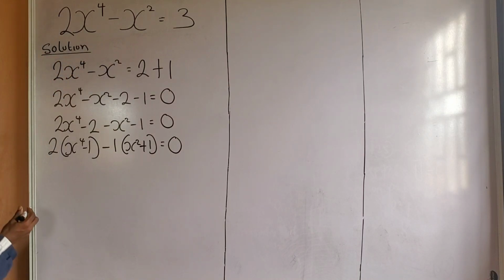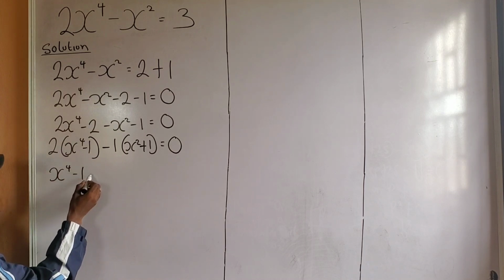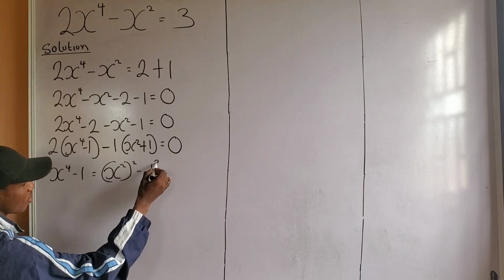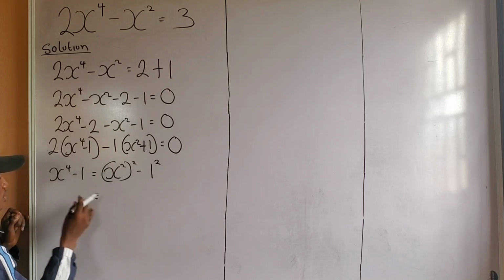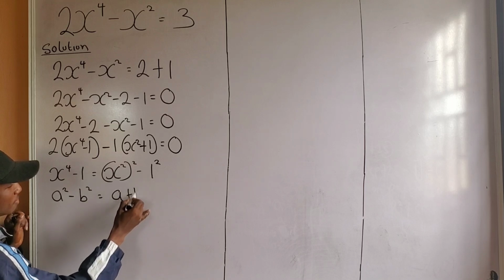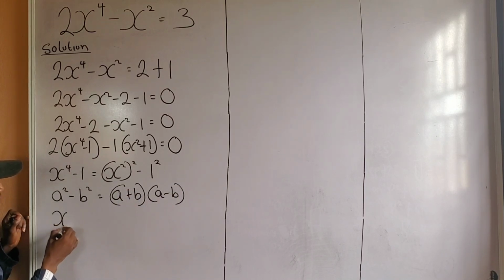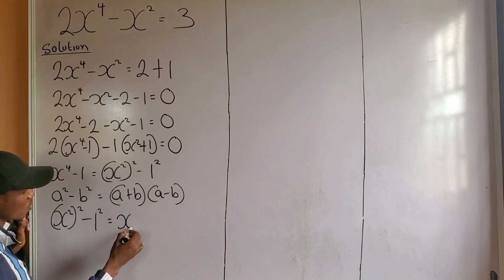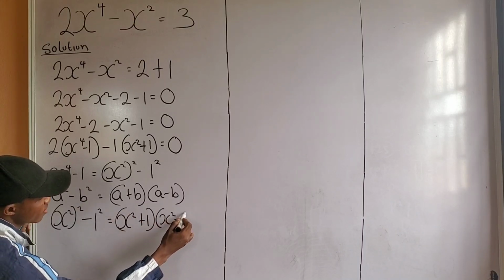Having gotten to this point, using difference of two squares, I can rewrite x raised to the power of 4 minus 1 as x raised to the power of 2, raised to the power of 2, minus 1 raised to the power of 2. Now, I can make use of difference of two squares here. According to this, a squared minus b squared can be written as a plus b multiplied by a minus b. So that means x squared to the power of 2 minus 1 squared can be written as x squared plus 1 multiplied by x squared minus 1.